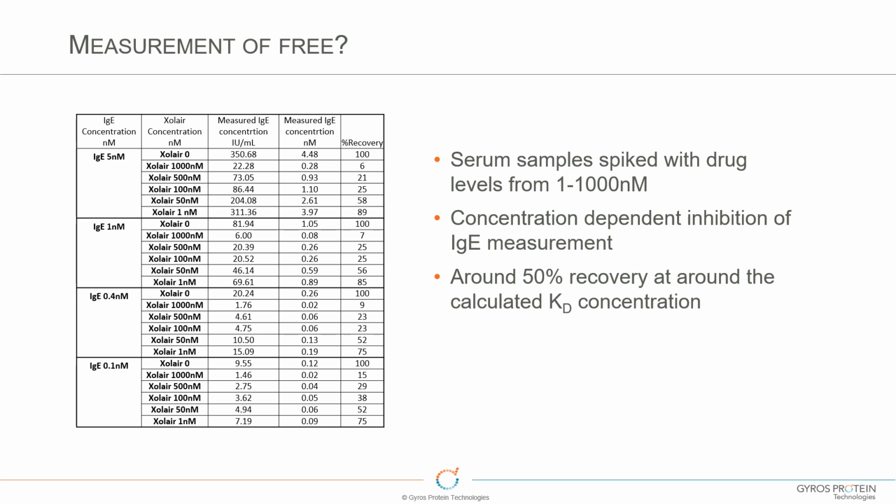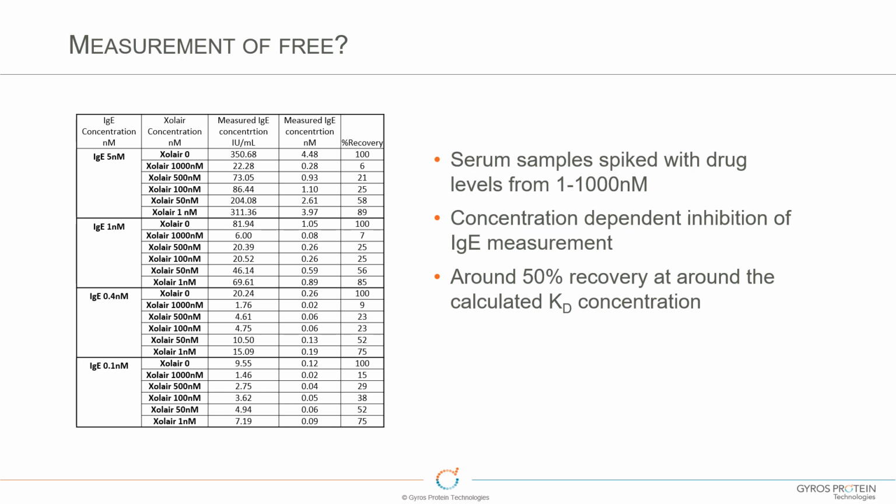Following the affinity investigations and determination, we went back to the free assay. What we've done is take the serum IgE samples with an estimated concentration of endogenous IgE, and we've spiked them with different molar concentrations of XOLAIR or omalizumab. And what we've shown here is that we're getting a concentration-dependent inhibition of IgE measurement, which is what you would expect. So at very high concentrations of drug, you get a very low recovery of IgE. And then as you decrease the drug concentration, you can see an increase in the recovery.